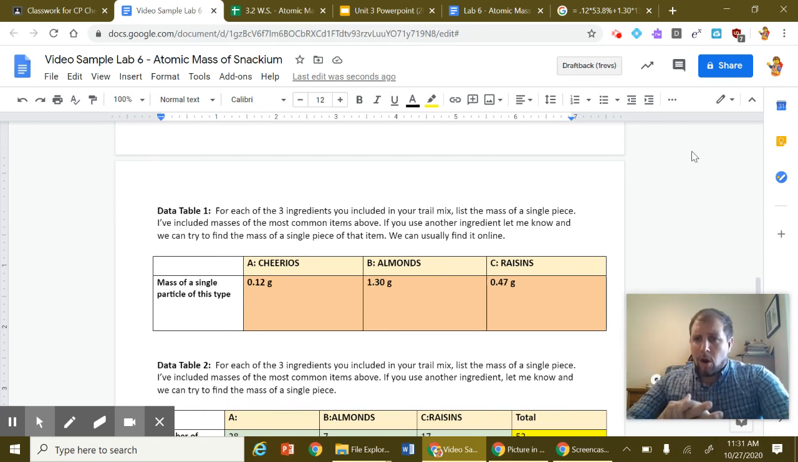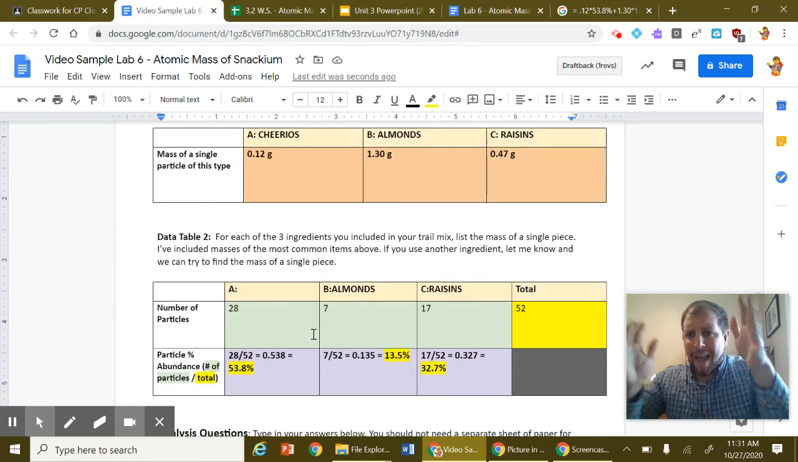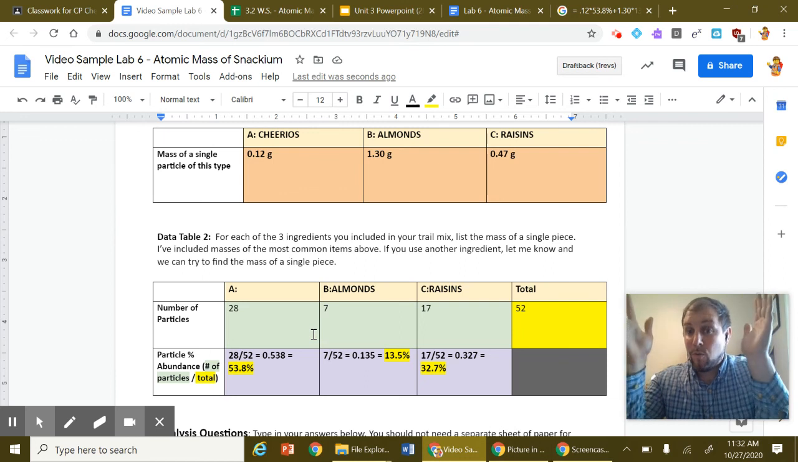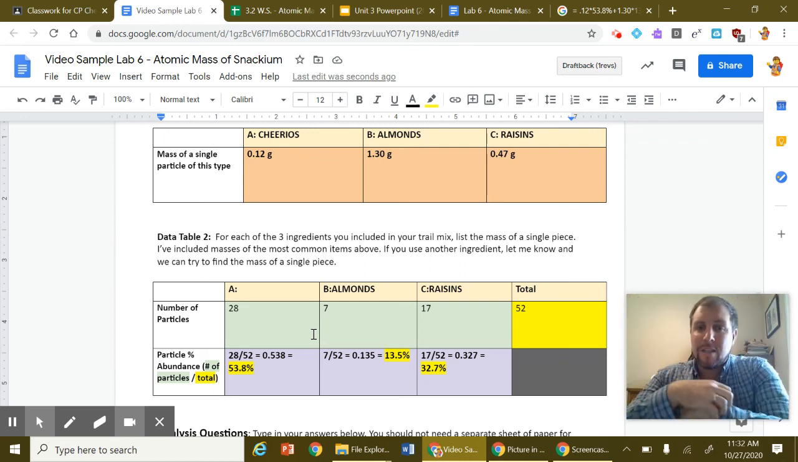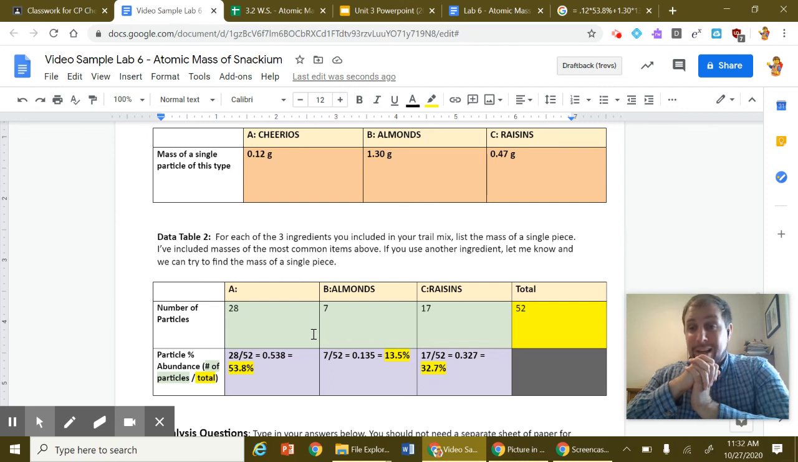So even though our average is a weighted average that takes into account that we have way more Cheerios and other things, the average needs to fall in between that low and high number. So our answer needed to be between 0.12 and 1.3. And it is, all right? And it's closer to the Cheerios and the raisins, which we have a lot more of, than it is close to the almonds, which we did not have very many of.